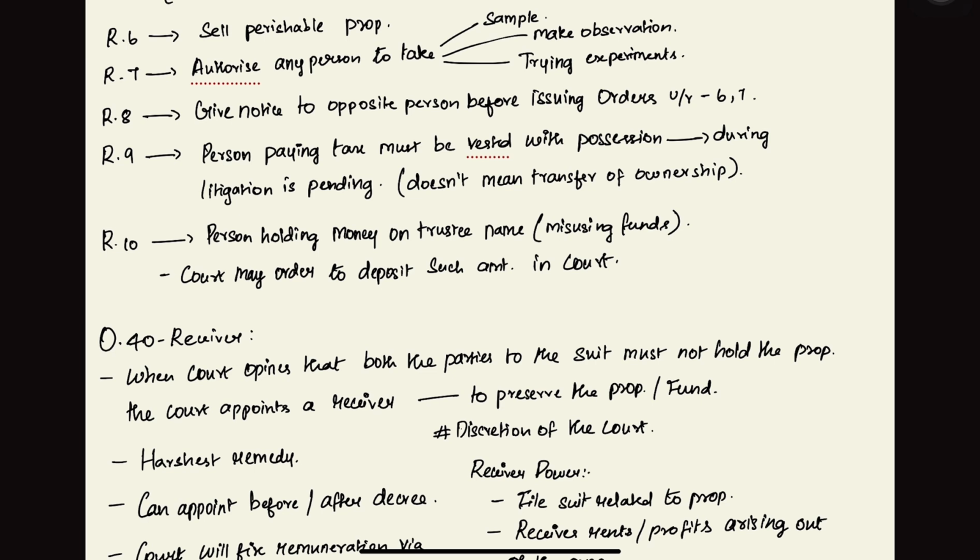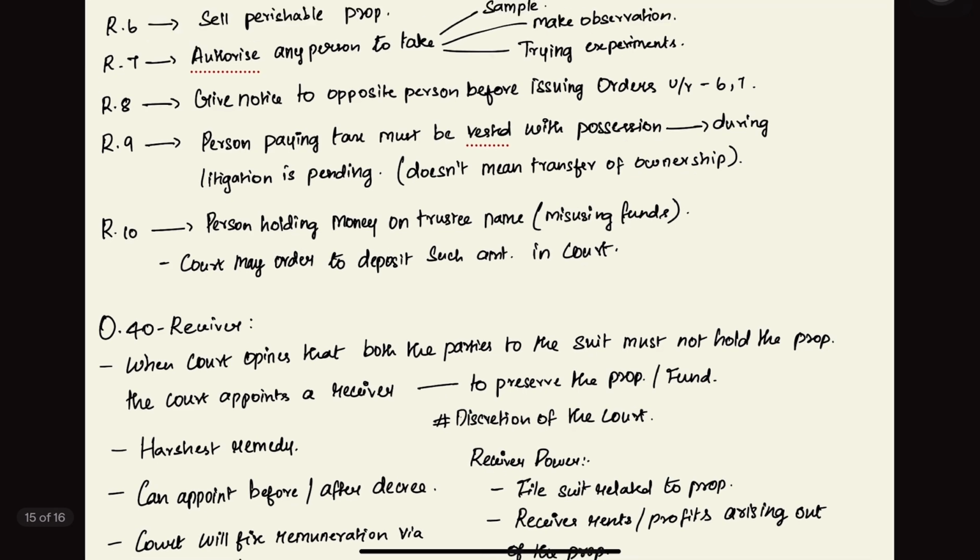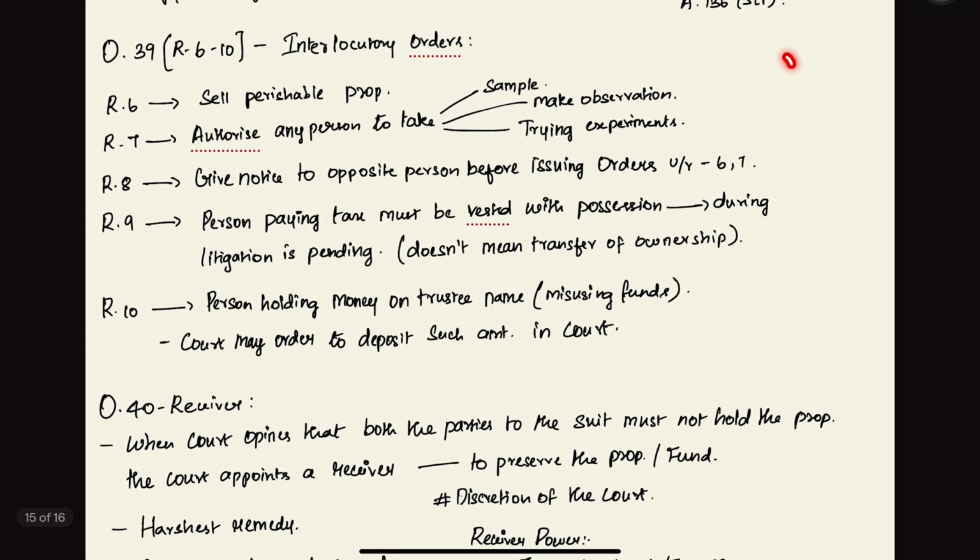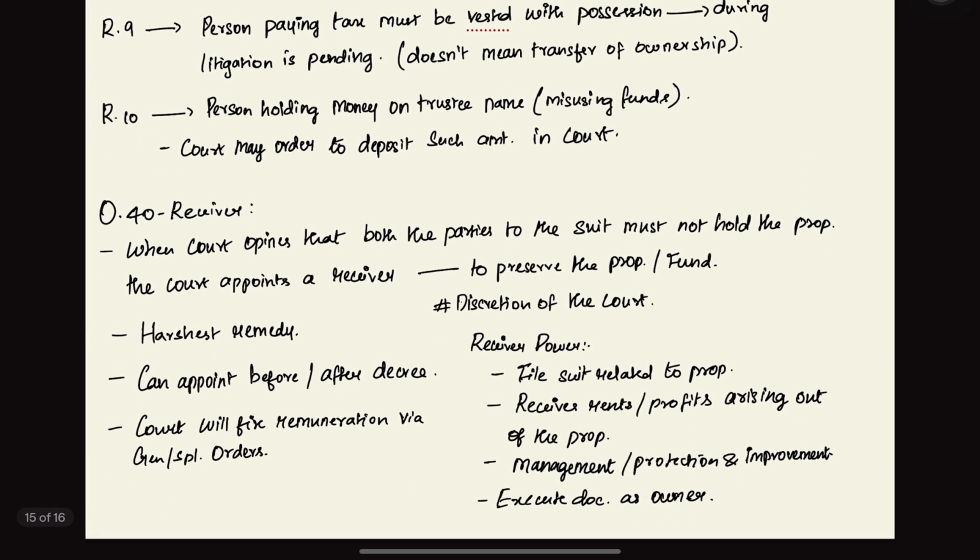So according to Rule 10, where a person is holding money and calling himself a trustee and misusing funds of a particular trust, in such a case the court may order him to deposit such amount in the court. So these are some types of interlocutory orders.